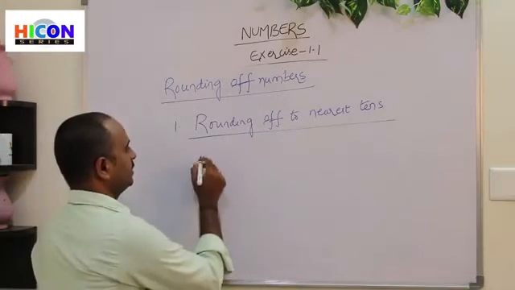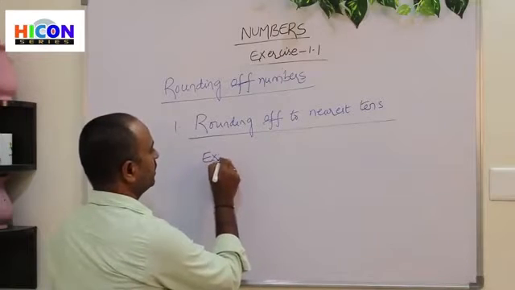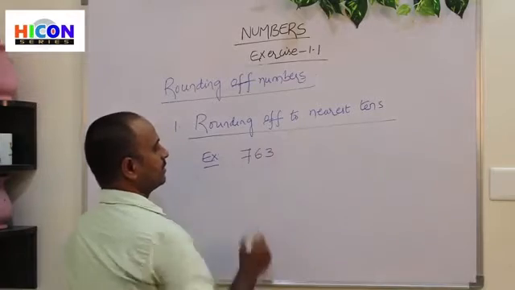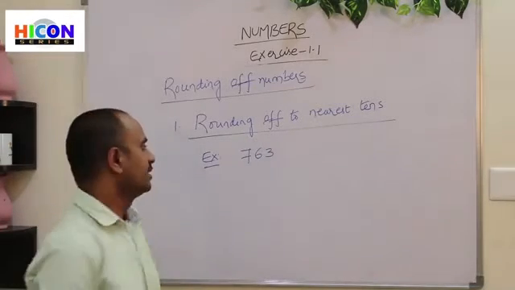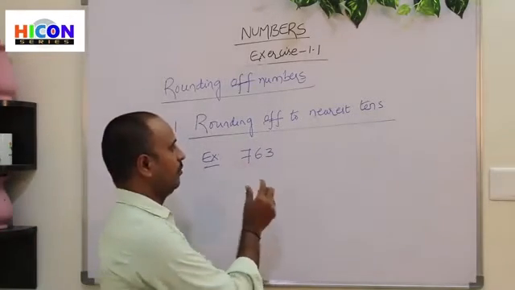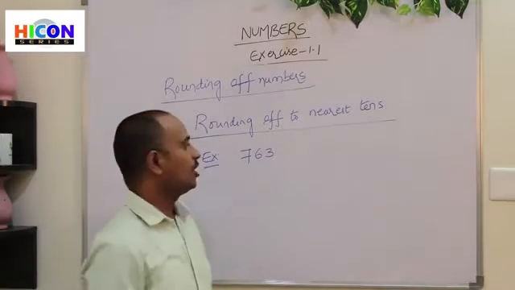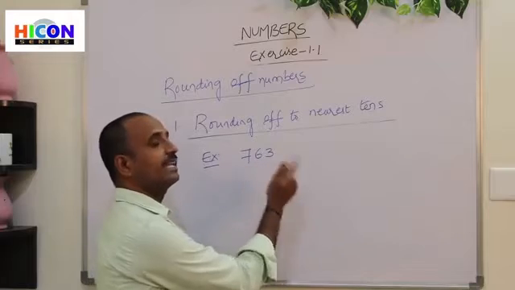So children, see an example. Here there is a number given, 763. Now we have to round this number to the nearest tens. How to round the given number to the nearest tens?